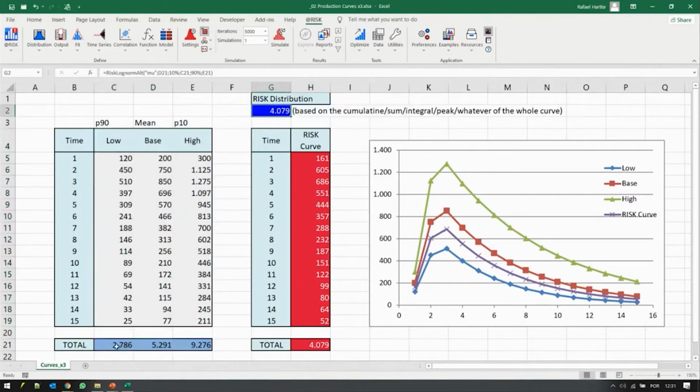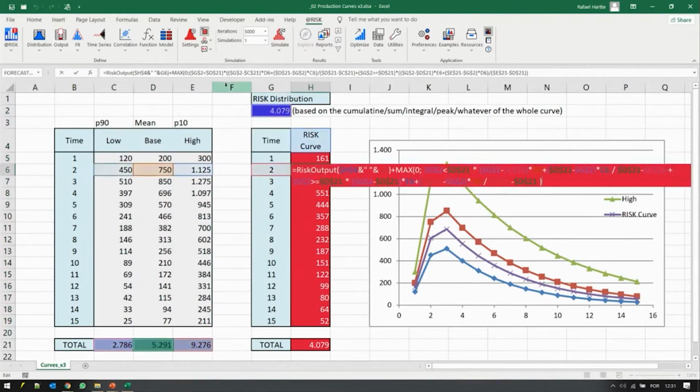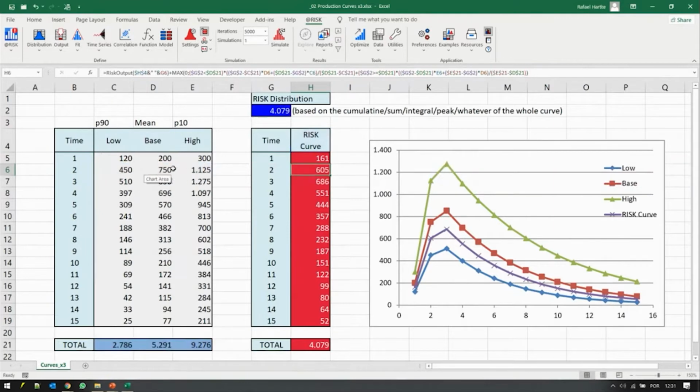By doing that, we can come up with one single distribution here to represent the reserves that we have. So I have here this one single distribution, based on the cumulative total production of the project, or the peak production, or whatever you believe properly represents each curve. We need one single distribution to map the uncertainty around these three values. And then the model itself, the equation, is kind of large and ugly, but it's just a simple interpolation of what happens between low, base, and high.